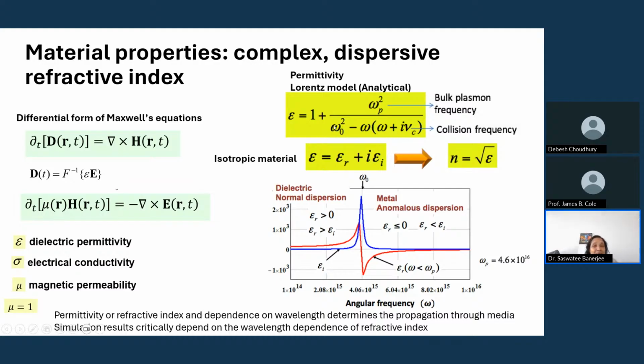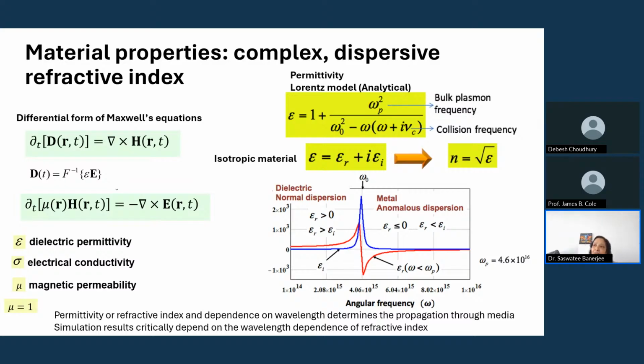Now here, as I said, this is a complex quantity, so it has a real part and an imaginary part. And this is only for isotropic material. I'm not going into anisotropic material because that's another problem. So with epsilon, there is another relationship. The refractive index is the square root of epsilon. In optics, we do talk a lot about refractive index. This is one parameter with which we describe the material behavior.